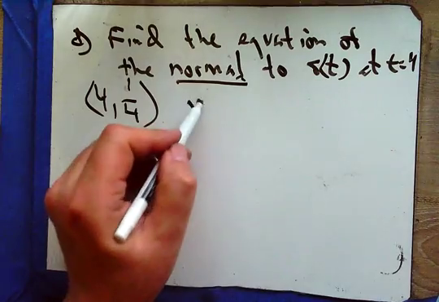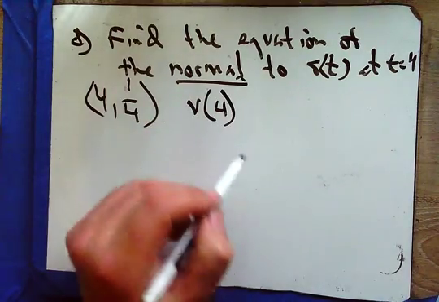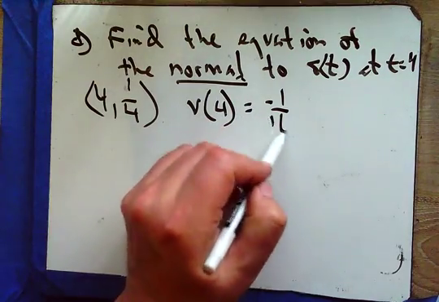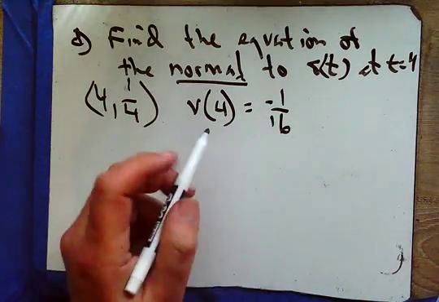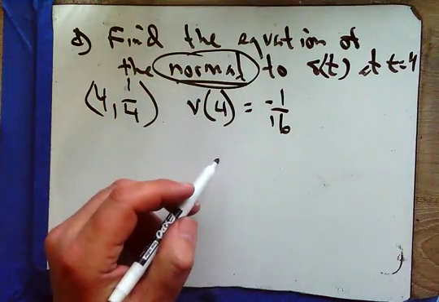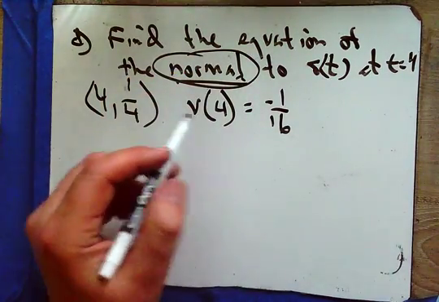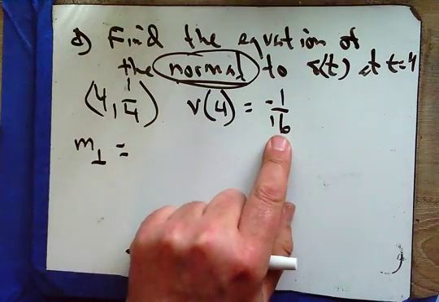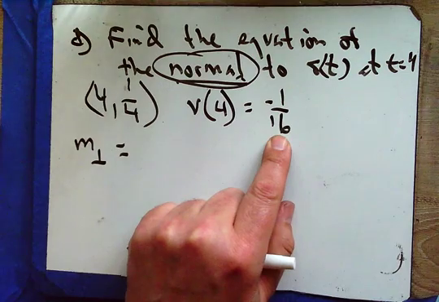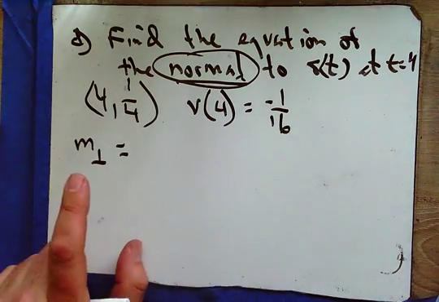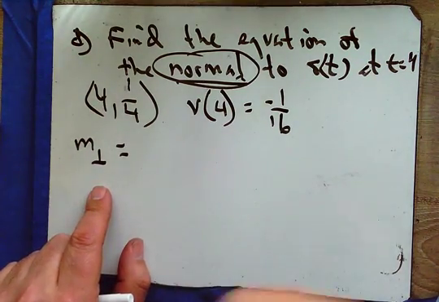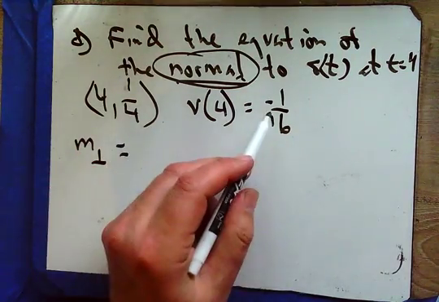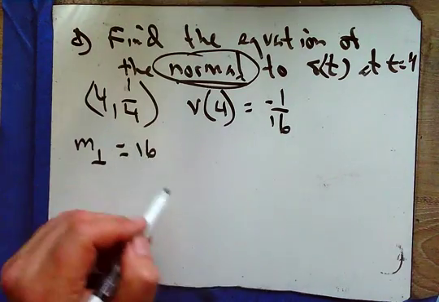But I also need v of 4. I need the slope of position at 4. And we said that was negative 1 over 16. But wait a second. Isn't the normal perpendicular to the tangent line? So my perpendicular slope will be what? If the slope of the tangent line, the slope of the curve, is negative 1 over 16, what must be true about the slope of the line perpendicular to the tangent line or to the curve? And so that's going to be the opposite reciprocal, or 16.